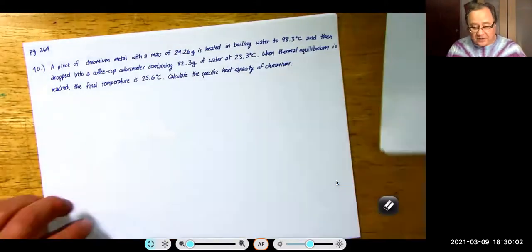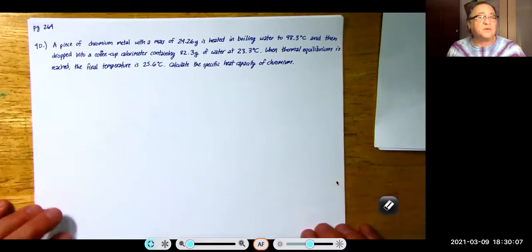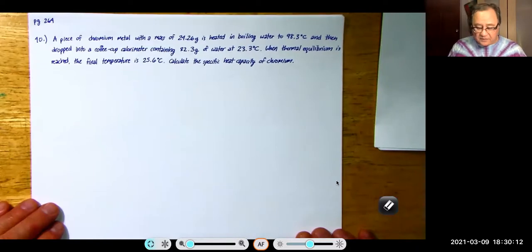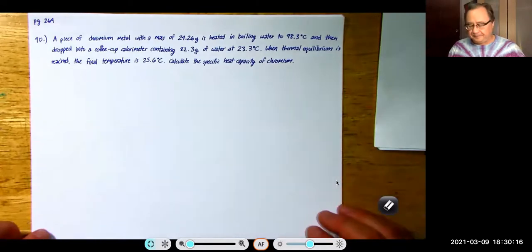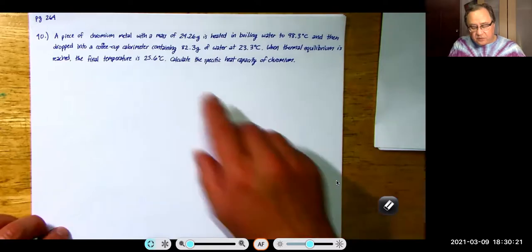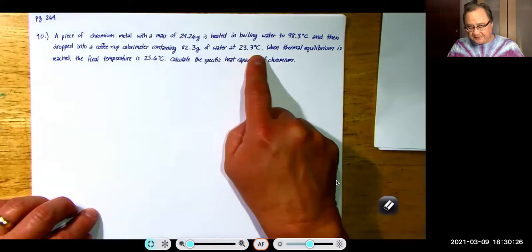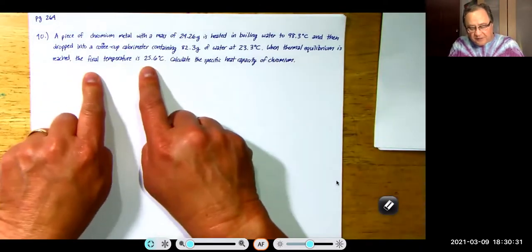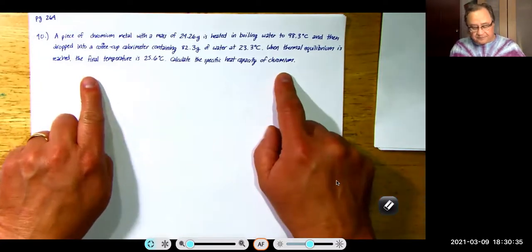Okay, so here's our next problem. A piece of chromium metal with a mass of 24.26 grams is heated in boiling water to 98.3 degrees Celsius and then dropped into a coffee cup calorimeter containing 82.3 grams of water at 23.3 degrees Celsius. When thermal equilibrium is reached, the final temperature is 25.6 degrees Celsius. Calculate the specific heat capacity of chromium.